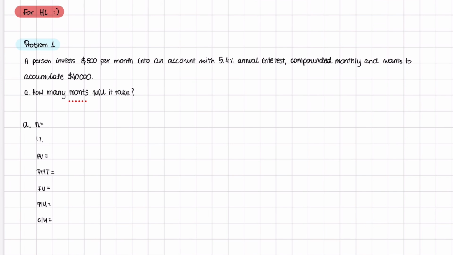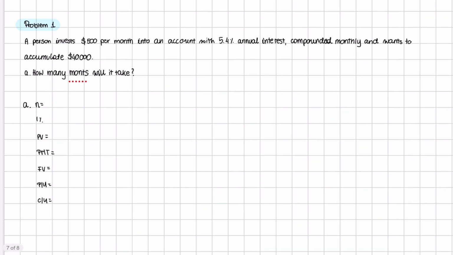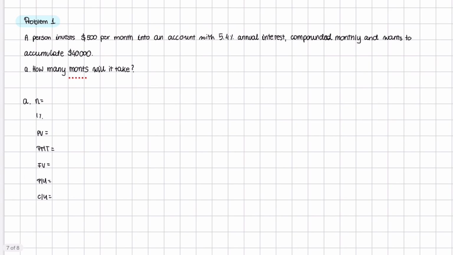I've also prepared 2 problems for HL, and you can read the question on your own, and we have to calculate how many months it will take. So a person just wants to accumulate $40,000, investing $500 per month, and we have given interest rate and compounding periods.